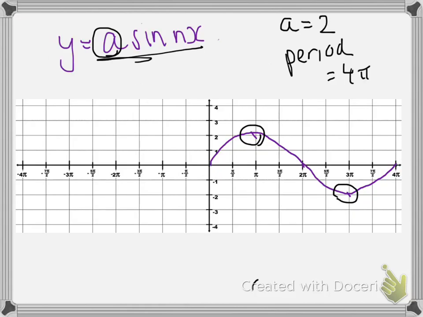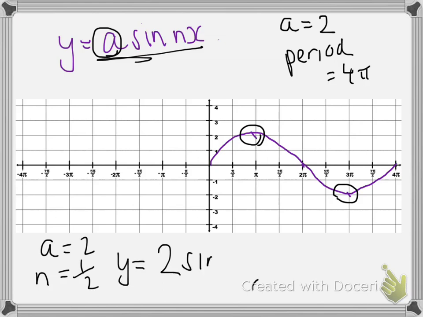Let's go back to the previous slide. So we now know that a equals 2 and n equals 1/2. So our equation is y equals 2 sine 1/2 x. And there's the first one done.